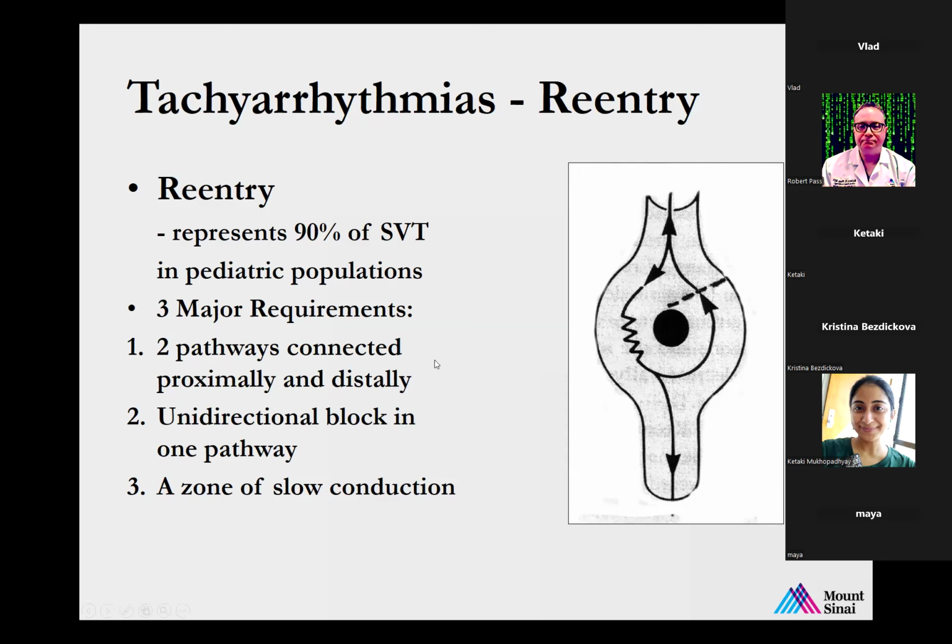So you need to have a lot of things in order to have SVT or tachycardia as a result of reentry. You have to have 2 pathways. There needs to be unidirectional block to allow for reentry to begin, and there needs to be a zone of slow conduction to allow the other pathway to no longer be refractory and allow reentry to occur.